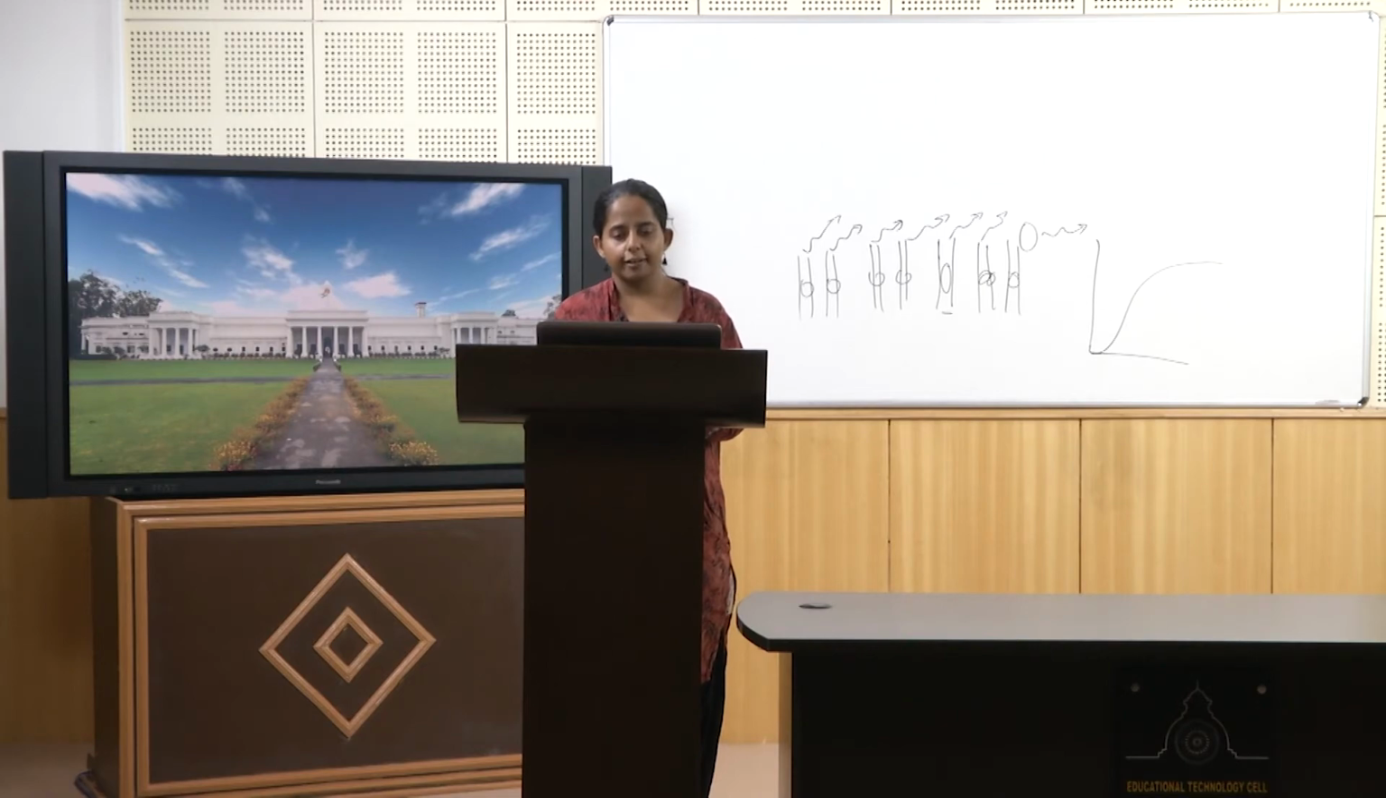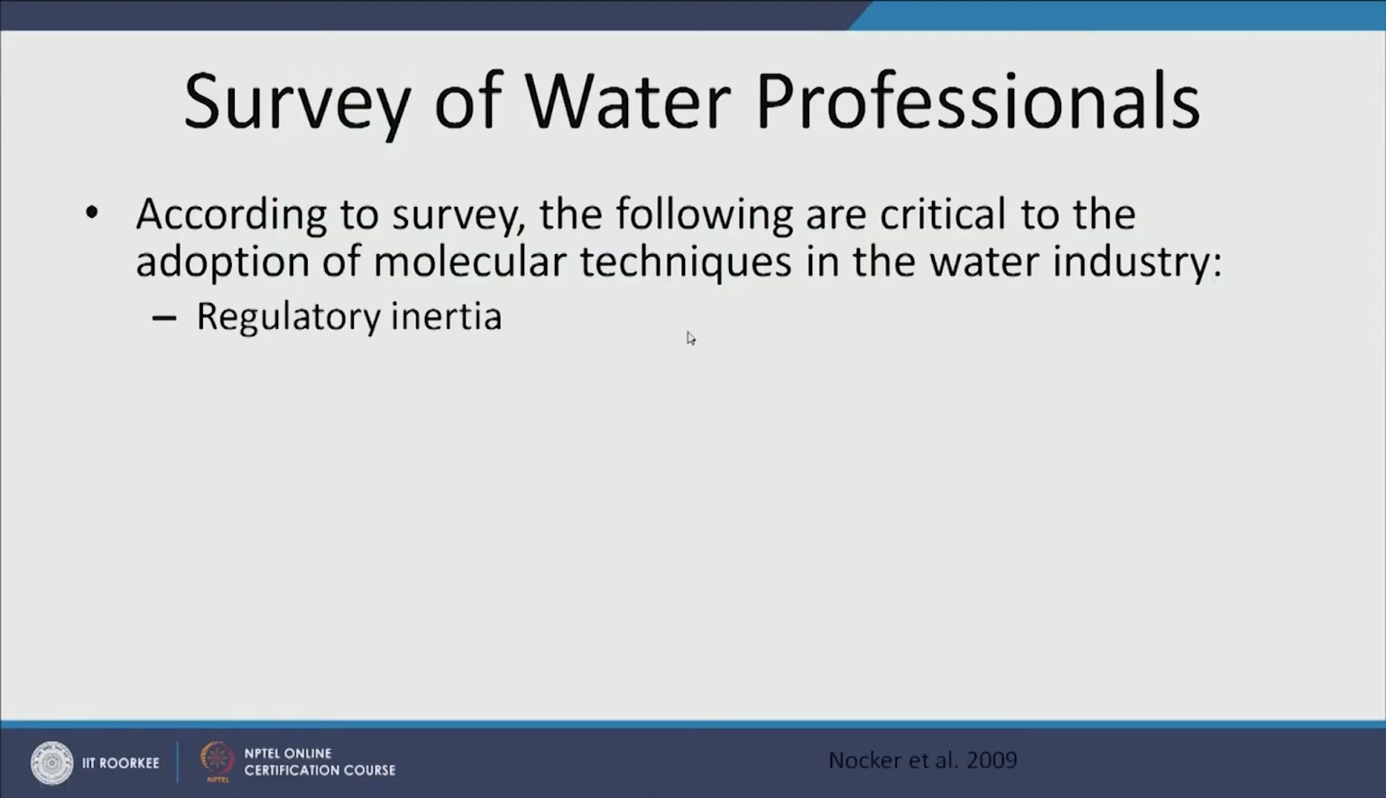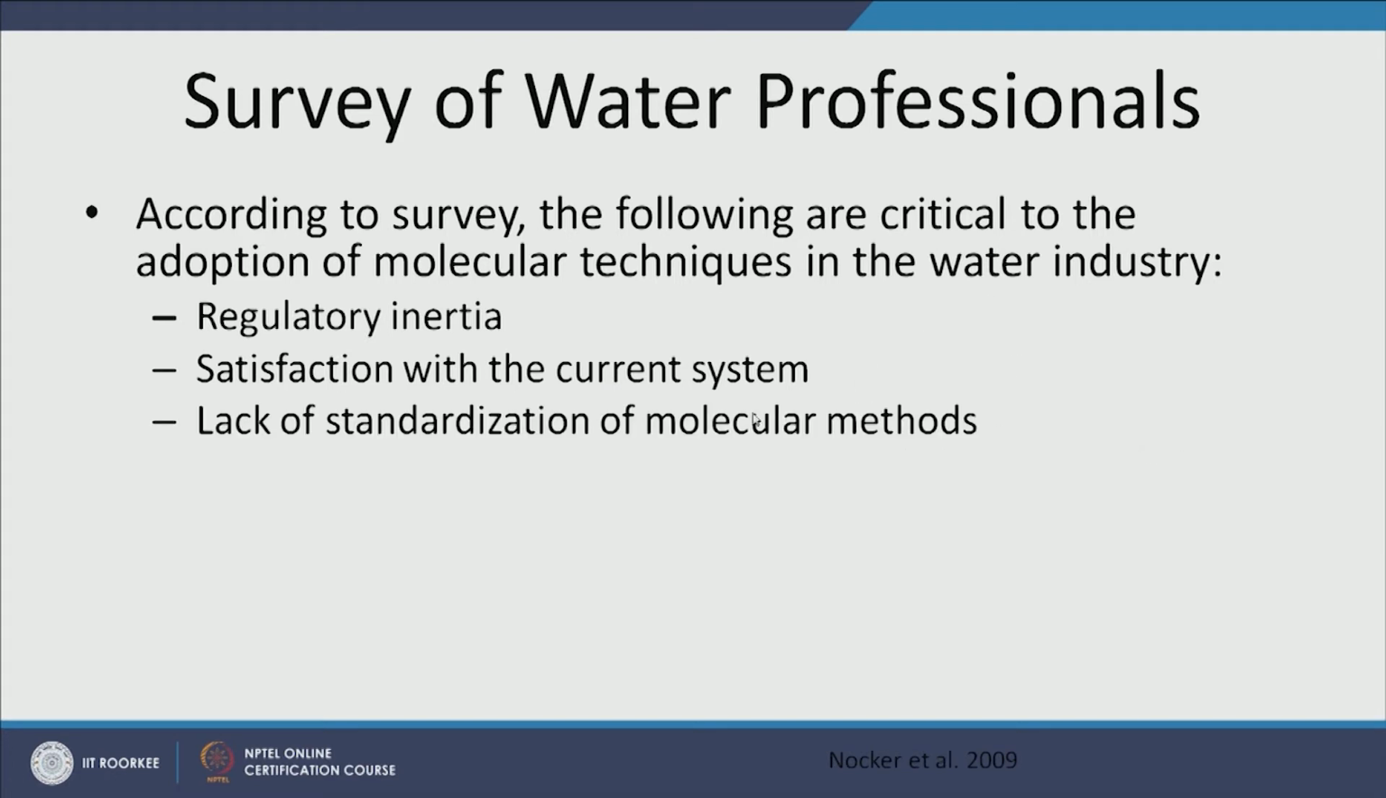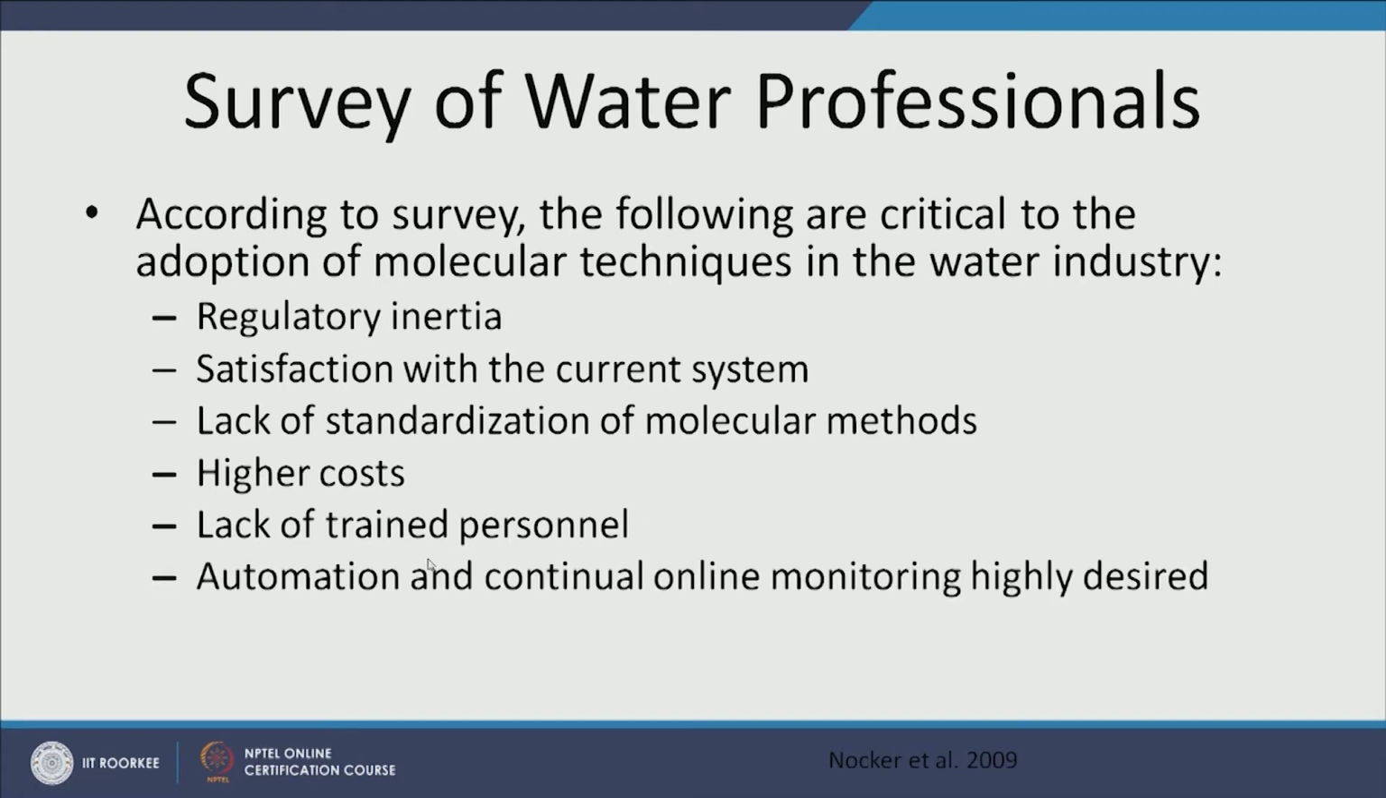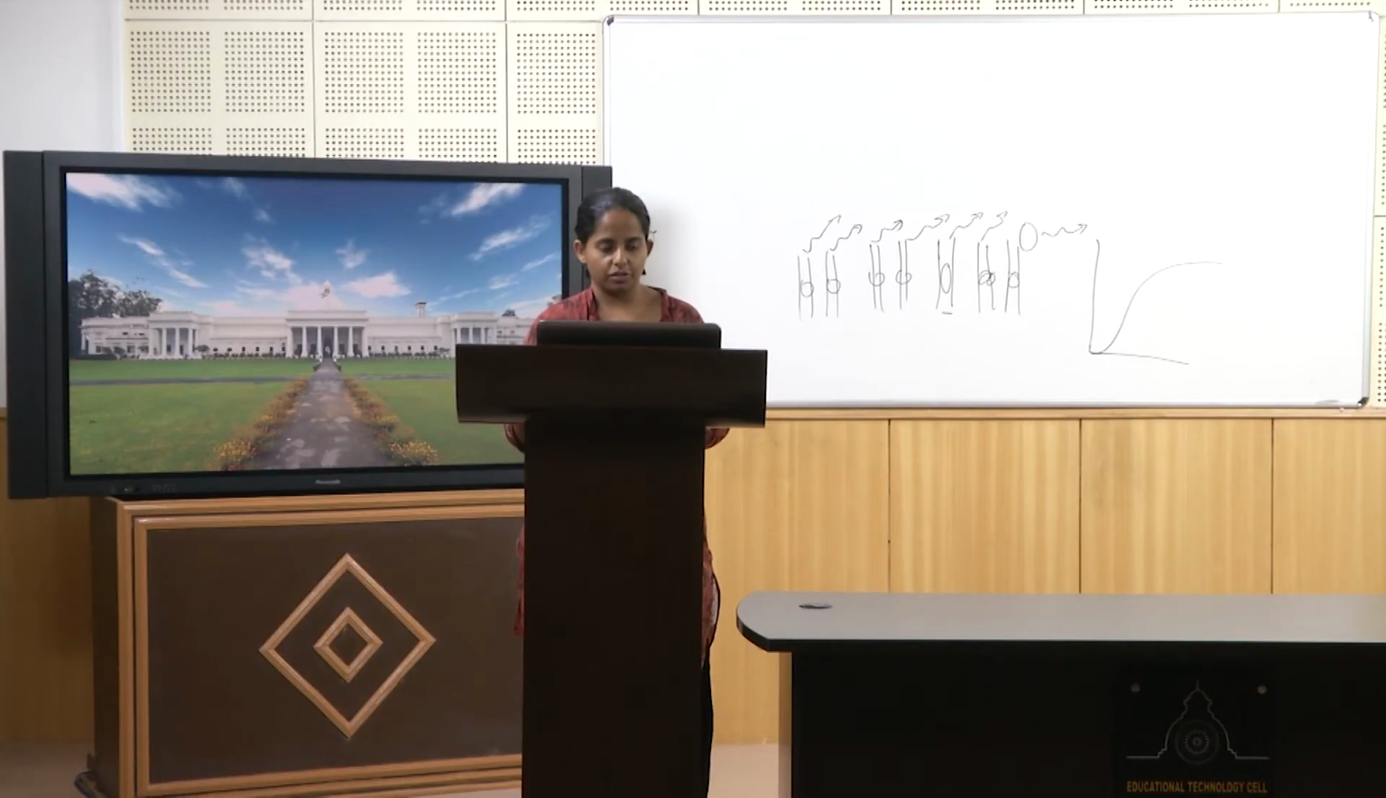They say that to adopt molecular methods in the water industry, they have to get over their inertia. And this is a serious thing, no laughing matter, because they are very satisfied with their current system. The molecular methods have not been standardized, they have higher cost, they do not have trained personnel to do these analyses, and they would like some kind of automation. So, this is where the lab on chip and GeneXpert come into the picture.